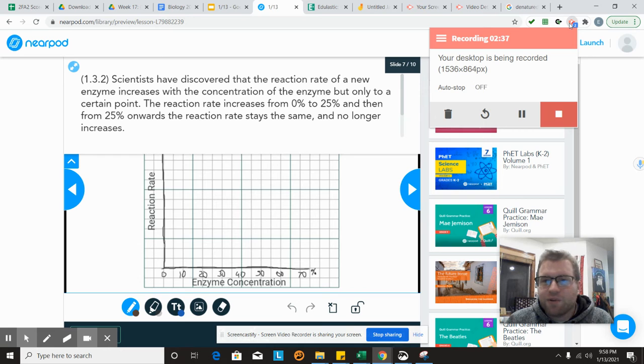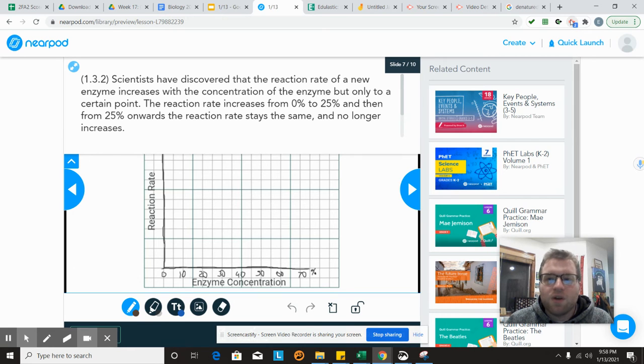And now for this last one, when it comes to the enzyme, scientists have recently discovered a new type of enzyme, and they're learning that the reaction rate increases with the concentration of the enzyme, but only to a certain point. You see, the reaction rate increases from 0% to 25%, and then from 25% onwards, the reaction rate stays the same, right? What does that look like?